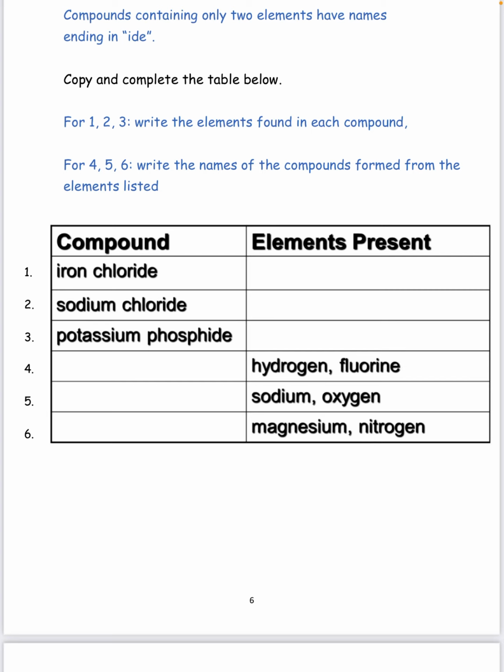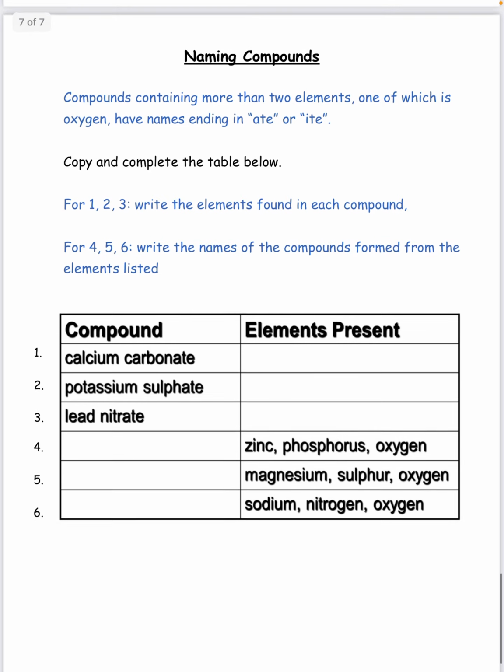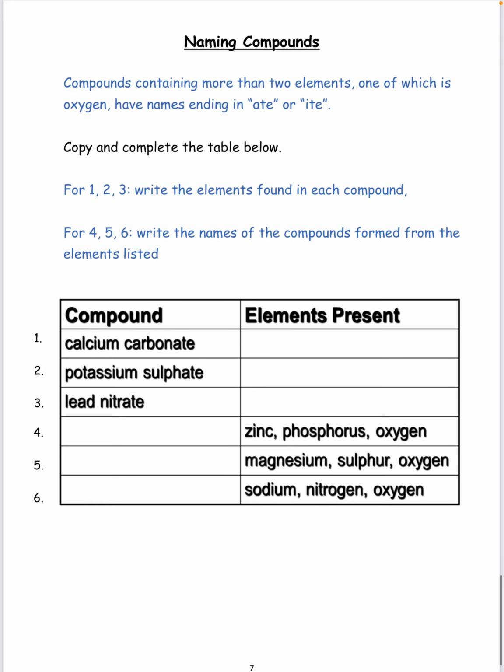Okay. Now, the next page is actually a little bit trickier. So don't worry if you don't get to this page. This is like an extension task for anyone who seems to be coping pretty well with this. But it does get a little bit harder, because quite often when we make a compound, hopefully you'll remember me saying it's 2 or more elements chemically joined together. And quite often we'll have 3 elements joined together, and one of those elements will be oxygen.